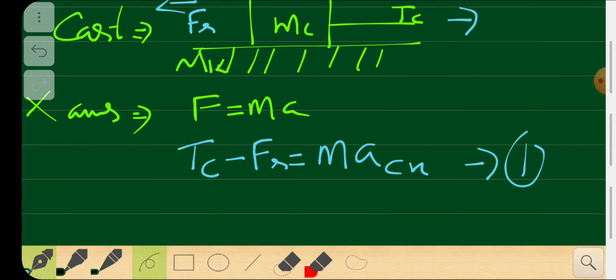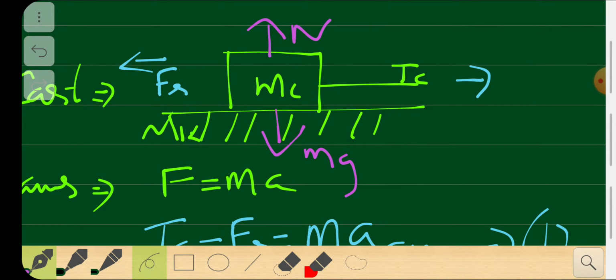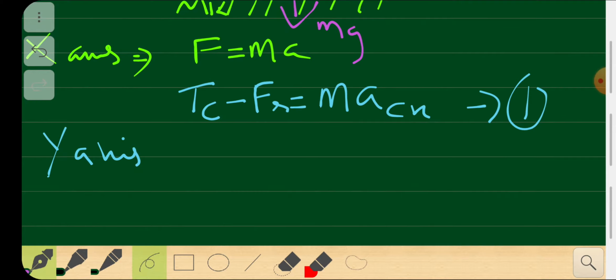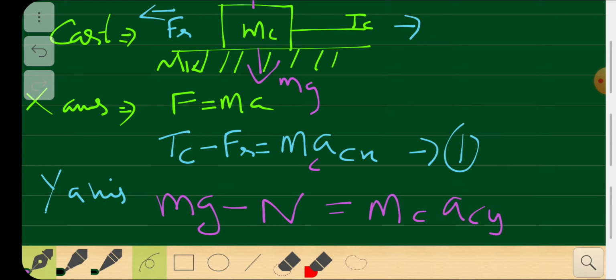Okay, and now in the y-axis, I'm going to use a different color. So in the y-axis you can see there is the gravitational force mg, and then there is the normal force. So that's the two forces in the y-axis. Again, F is equal to ma. So the gravitational force, which is downwards, is positive, so there is gravitational force mg minus normal force, which is up and negative, must be equal to m of the cart times the cart acceleration in the y-axis, right?